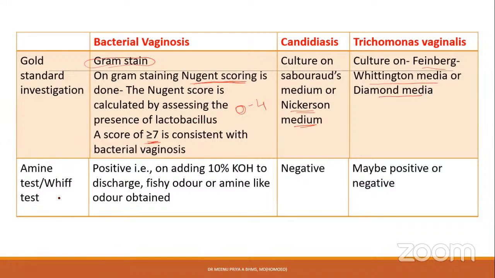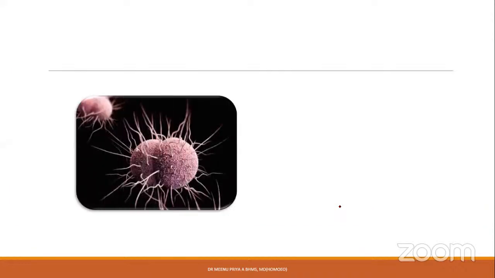And the amine test or whiff test, that means the 10% KOH test, is positive in bacterial vaginosis, because we saw a fishy or musty odor in bacterial vaginosis. The fishy odor is because of the amine-like odor obtained. It is negative in candidiasis. And in trichomonas, it can be positive or negative. So this finishes bacterial vaginosis, candidiasis, and trichomonas vaginitis.